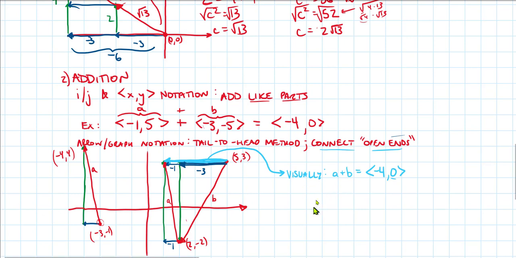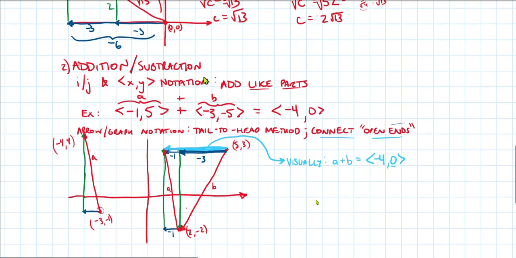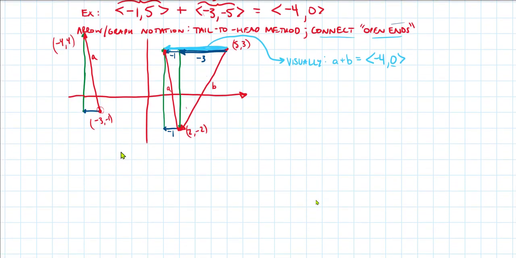When it comes to vector subtraction, maybe we should add subtraction there. We need to know that subtracting vectors, so we'll use this same example. Let's say instead of A plus B, we were going to do A minus B. So this would be -1, 5 minus -3, -5. So again, that's vector A minus vector B.